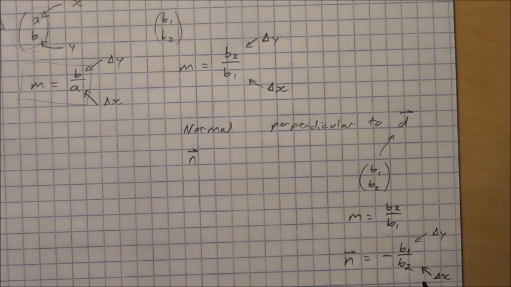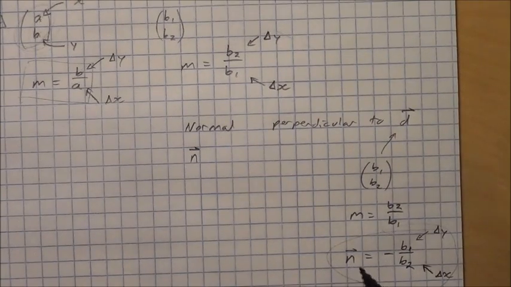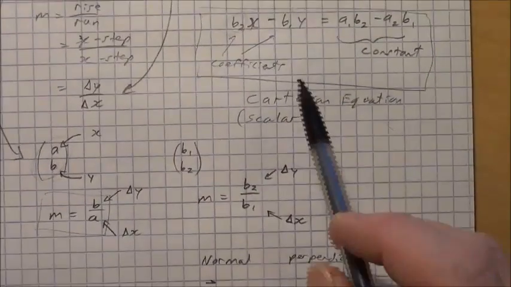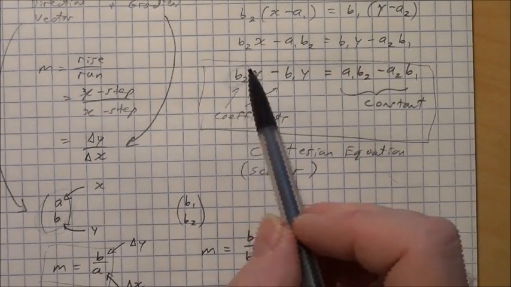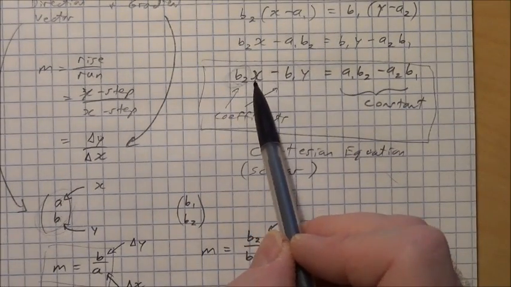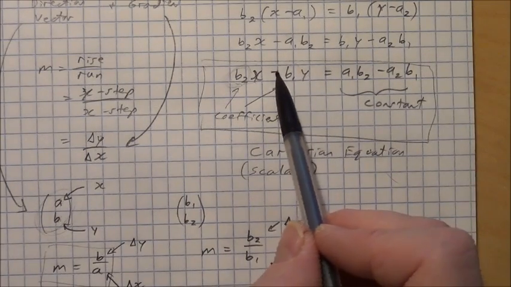Notice what happens if I direct your attention, after we talk about this normal, all the way back up here to the Cartesian equation. Notice what I pointed out before, that the b2 is now with the x, the b1 is now with the y, with the opposite sign.